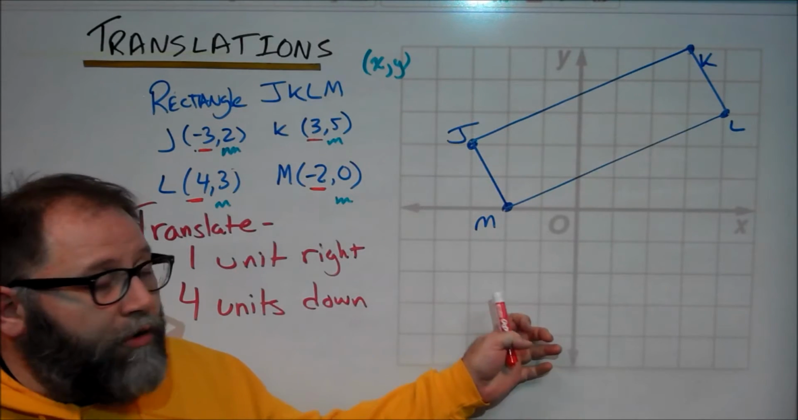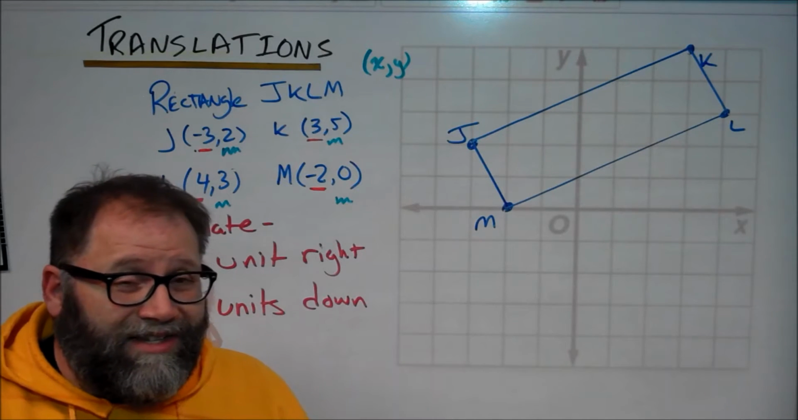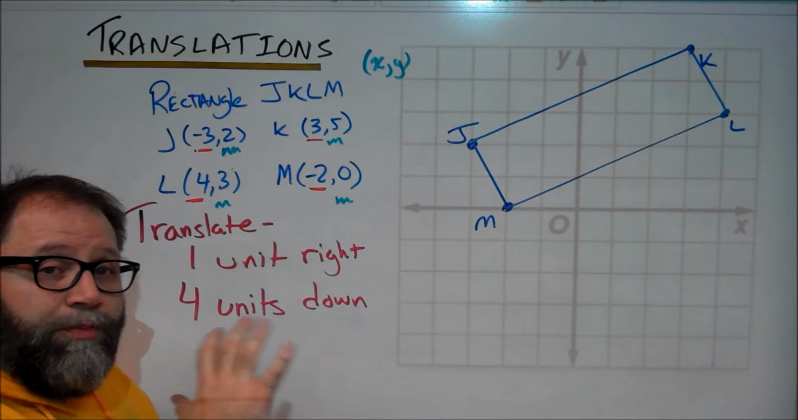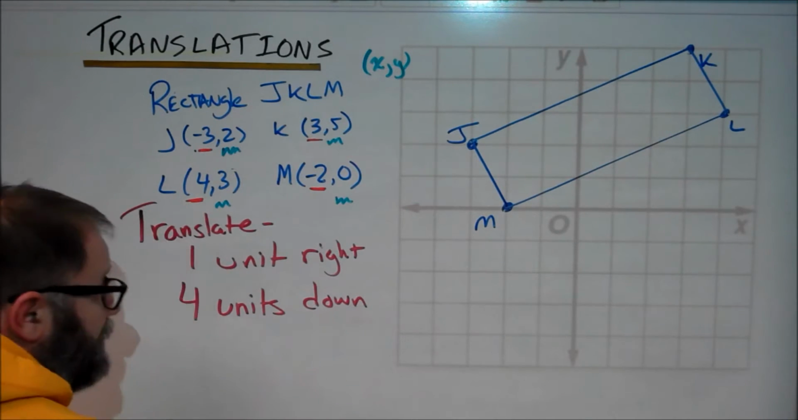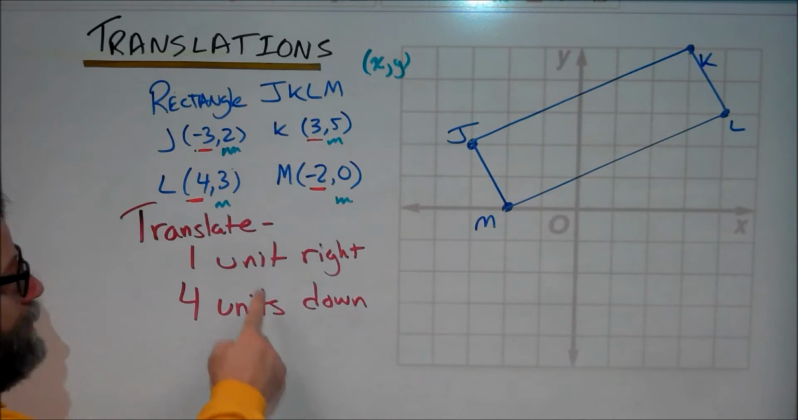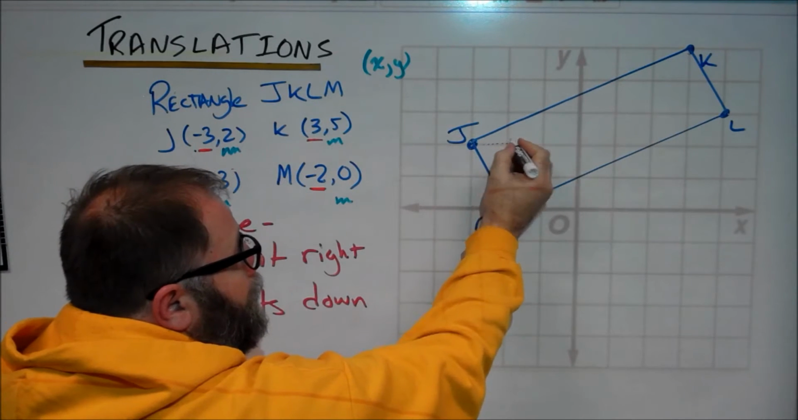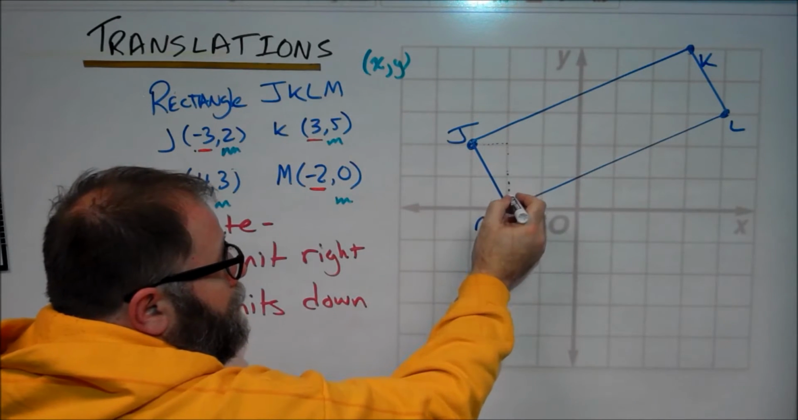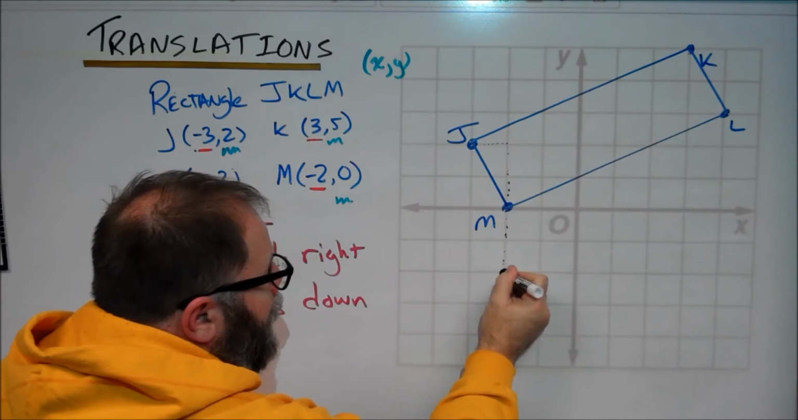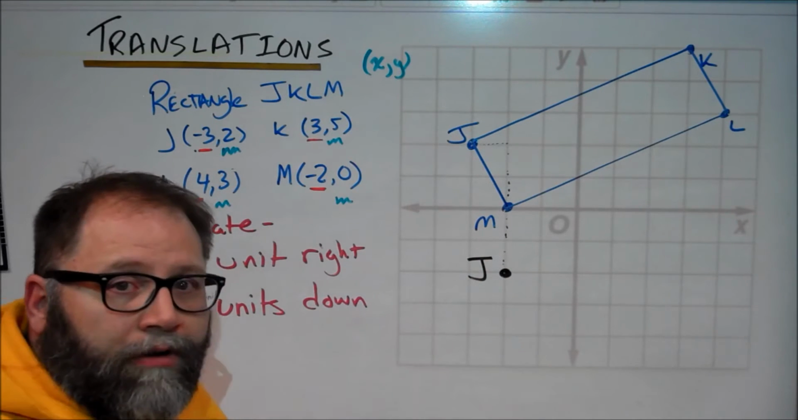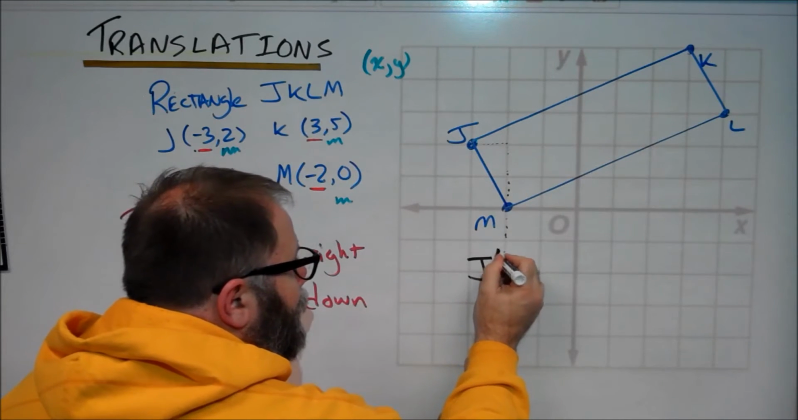Now because we have a coordinate plane and a figure on there, we're just going to be able to count on the coordinate plane, which is really simple. We'll do that for each point, and we'll do both steps at one time. So I'm going 1 right and 4 down. I'm going to start with J. J, 1 right and down 4: 1, 2, 3, 4. And I'm labeling that J prime.